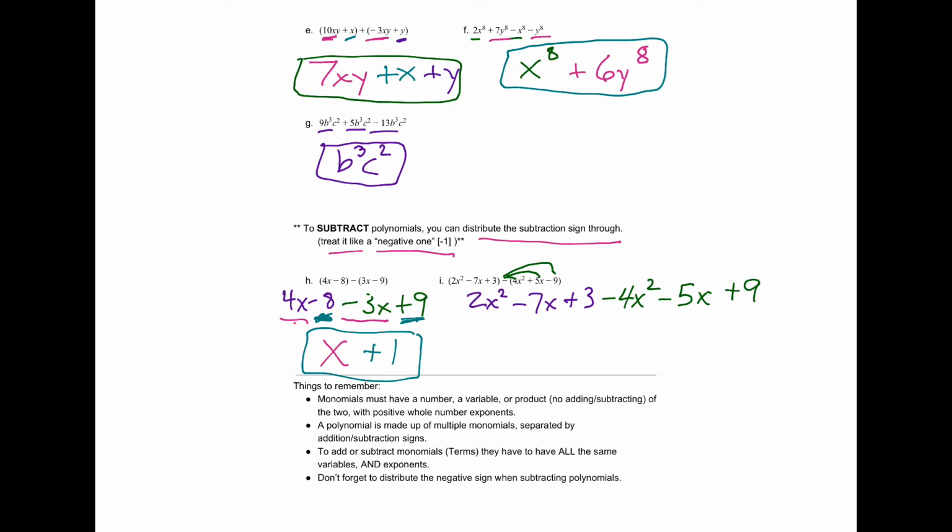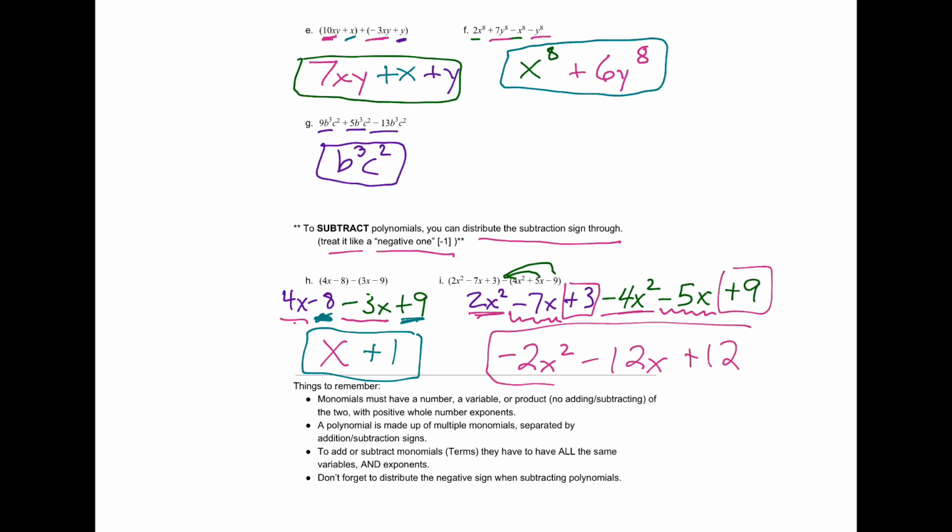Now let's combine like terms. 2x squared and a negative 4x squared make negative 2x squared. A negative 7x and a negative 5x make negative 12x. And a positive 3 and a positive 9 make positive 12, which is my final answer. Once again, we know we're done because we have different monomials here that can't be combined. Right? X squared, we can't combine that with an x, and we can't combine that with nothing at all. So just the final last 4 things here.